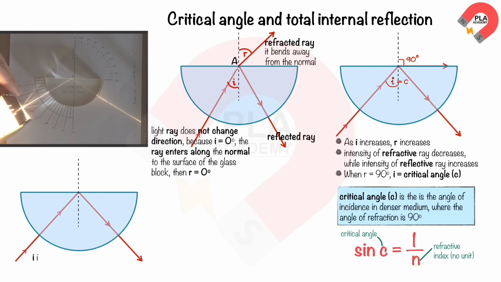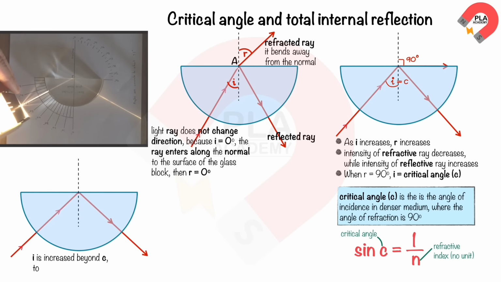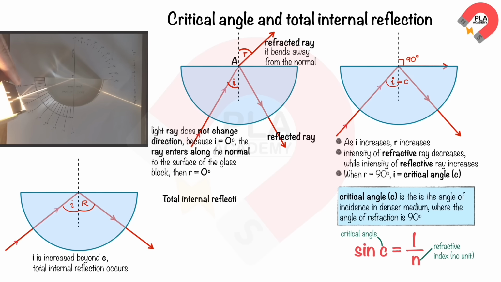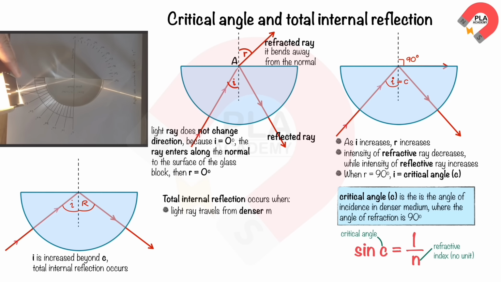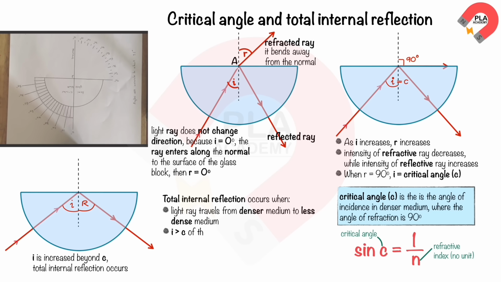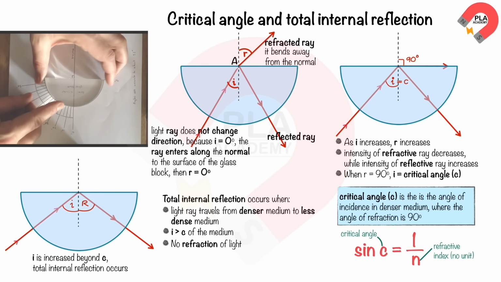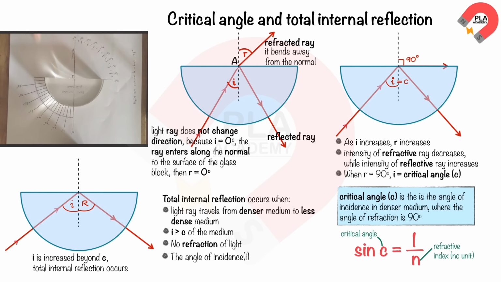If the angle of incidence is increased beyond the critical angle, total internal reflection occurs. Total internal reflection occurs when the light ray travels from a denser medium to a less dense medium, and the angle of incidence is more than the critical angle of the medium. No refraction of light. The angle of incidence is equal to the angle of reflection.